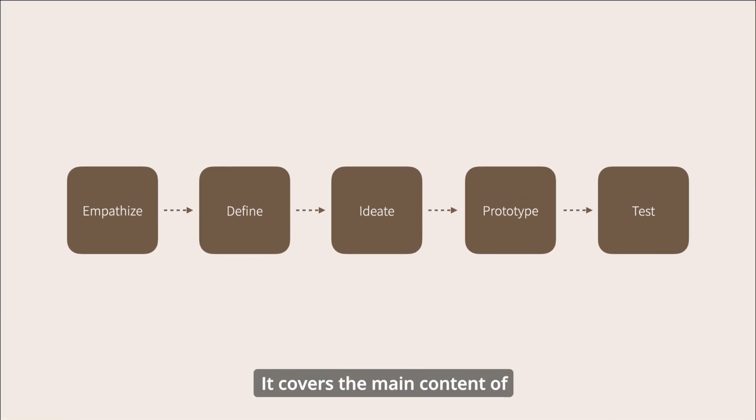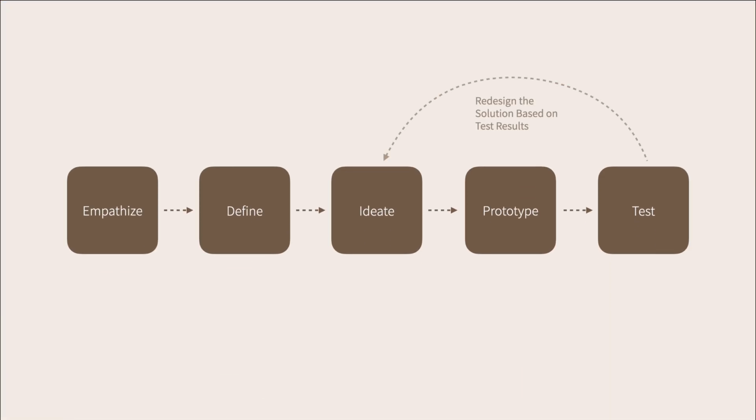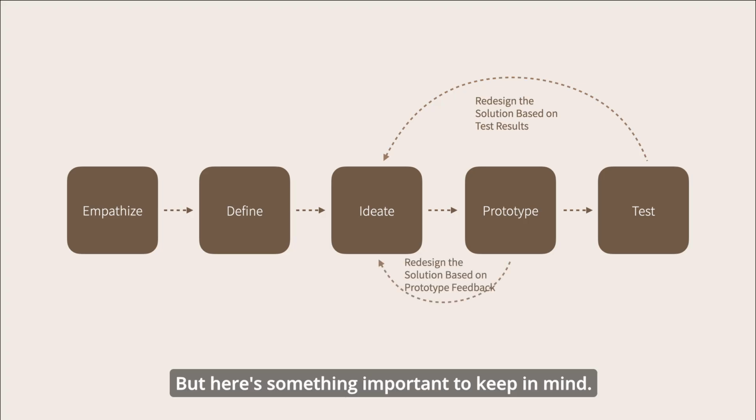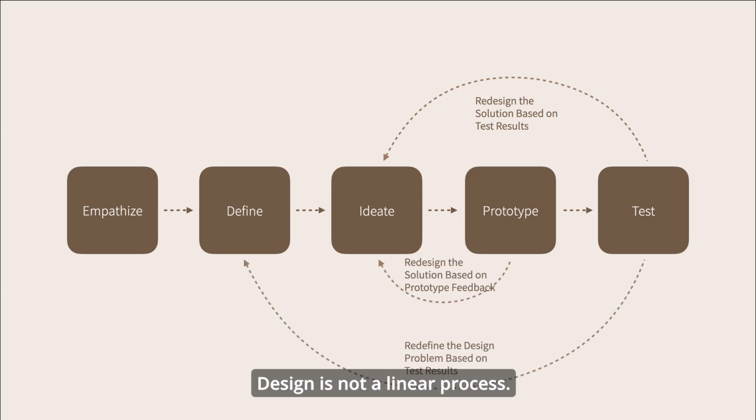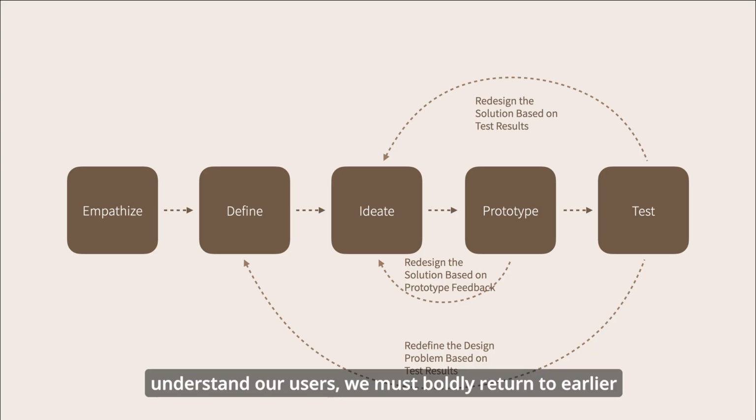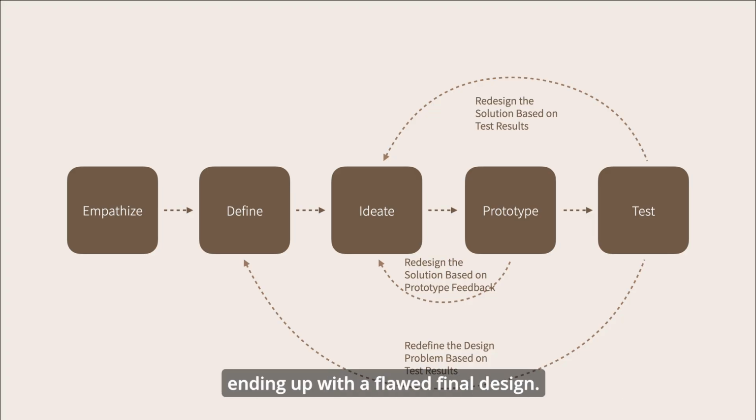That covers the main content of the design thinking framework. But here's something important to keep in mind. Design is not a linear process. If issues are discovered during testing, or if we later realize that we didn't fully understand our users, we must boldly return to earlier stages of the process to avoid ending up with a flawed final design.